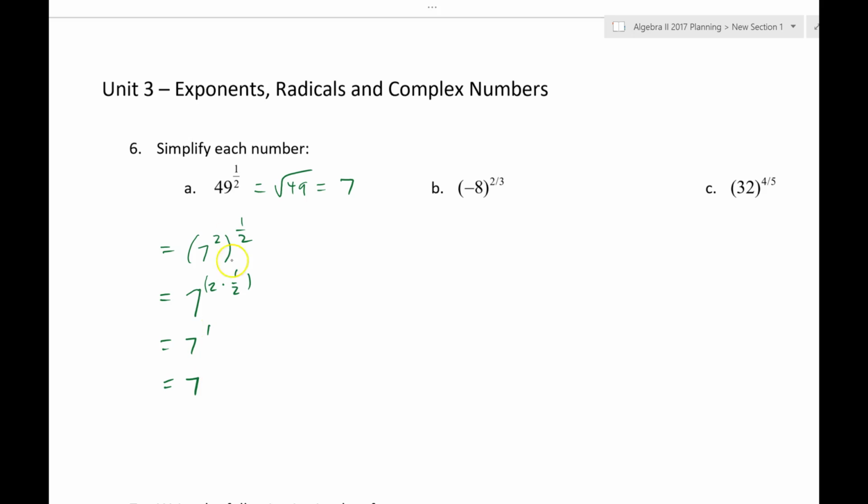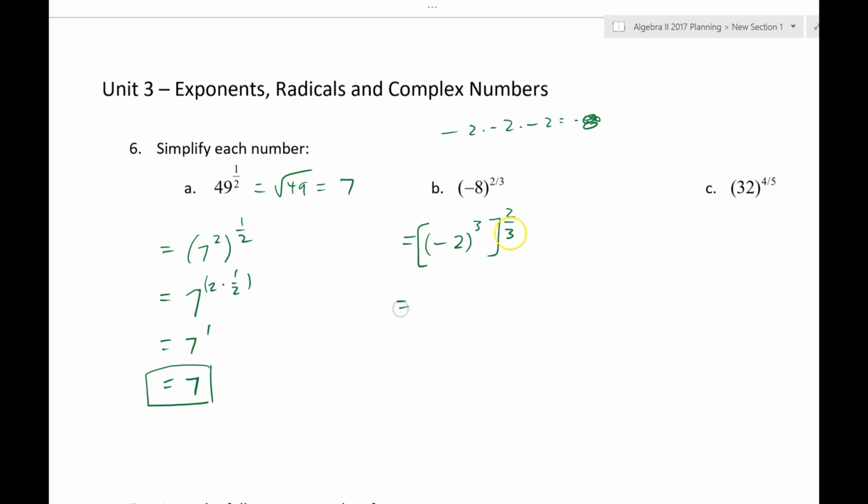So maybe that was a long way of getting to the same answer of 7. In this case, we think, is there a way to rewrite -8 as something to a power? Well, we know that -2 times -2 times -2 is going to equal -8. So yeah, we can. -2 to the third power, all raised to the 2/3 power. All I did is rewrite -8 in this fancy way.